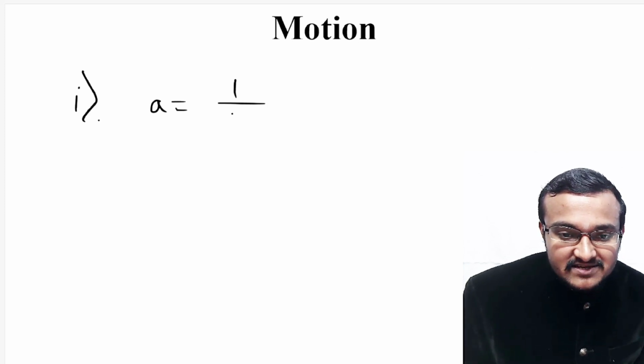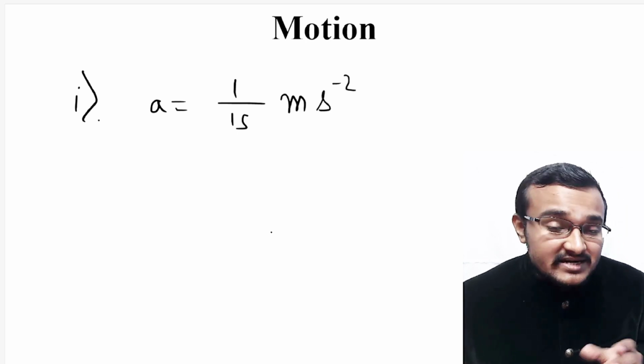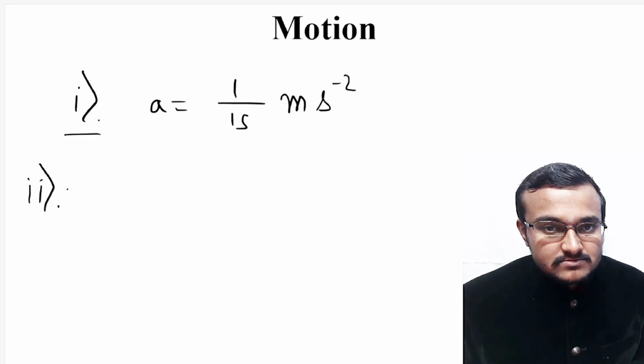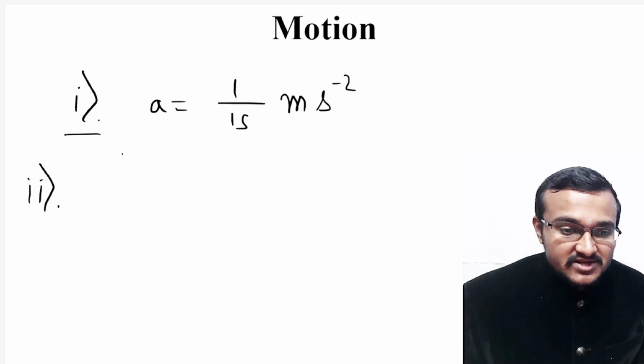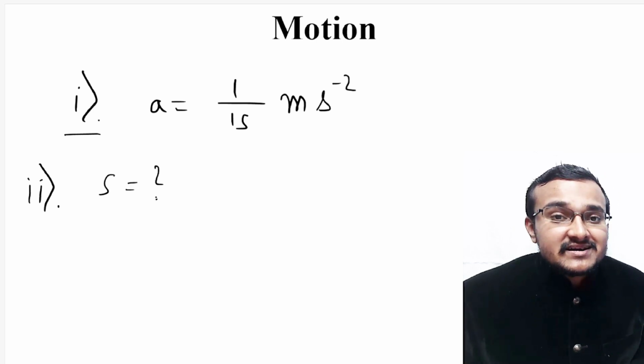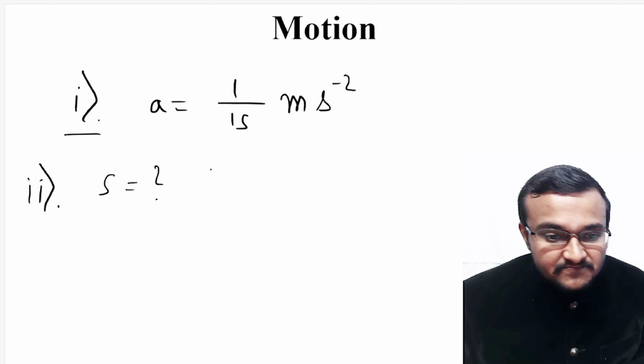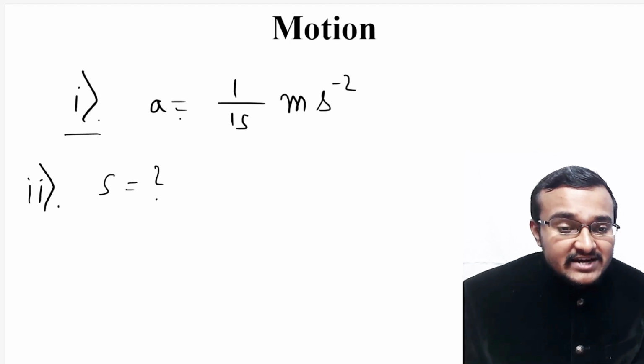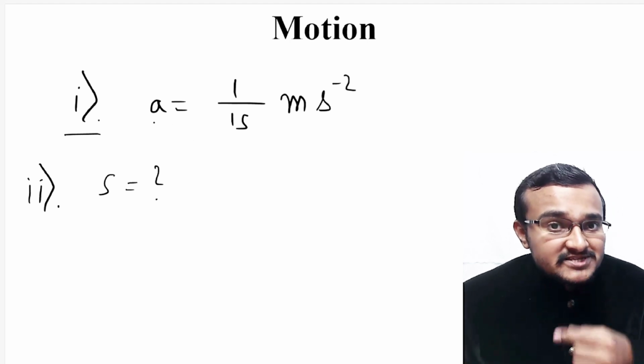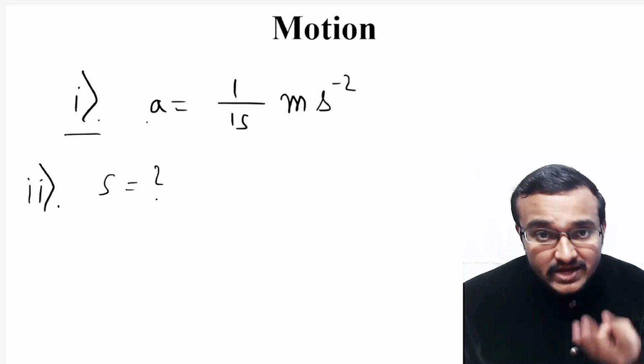So here you are getting the acceleration as 1 by 15 meter per second square, or you can write this as meter into second power minus 2. Coming to the second question in this particular example, there you have to calculate the total distance traveled by the train to reach that particular final velocity. Now you have the acceleration, and you also have the initial velocity, final velocity, and the time.